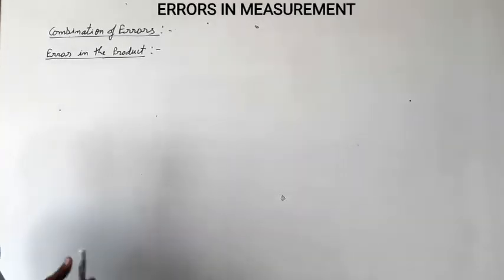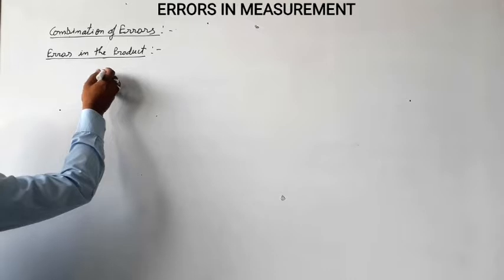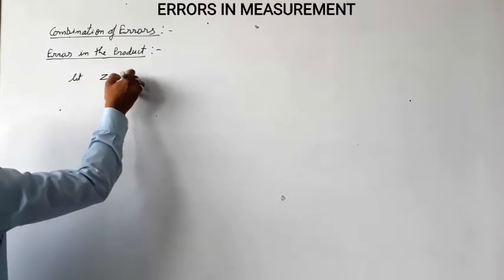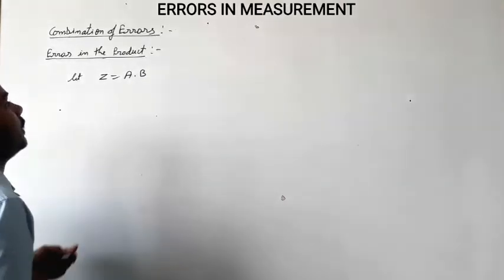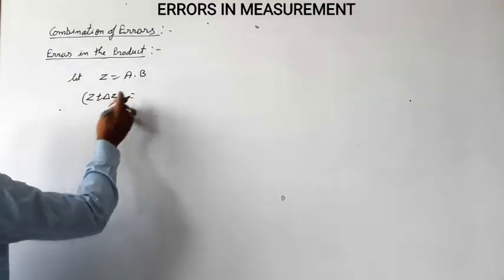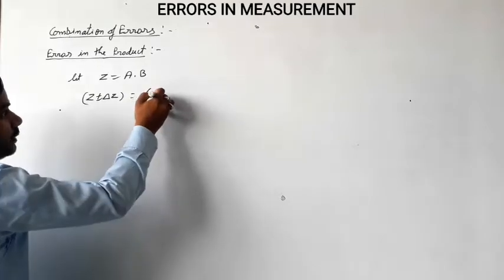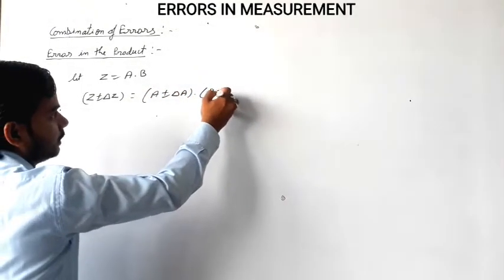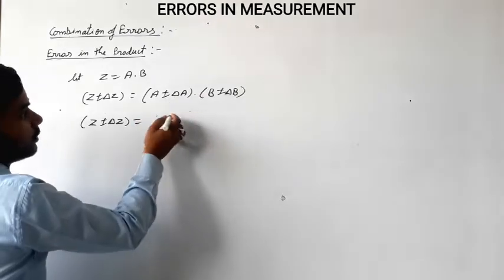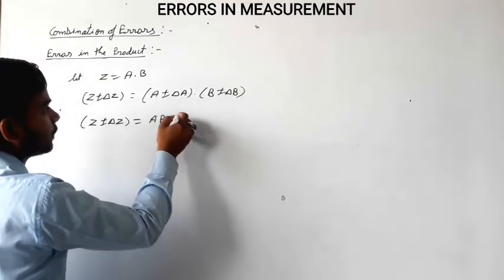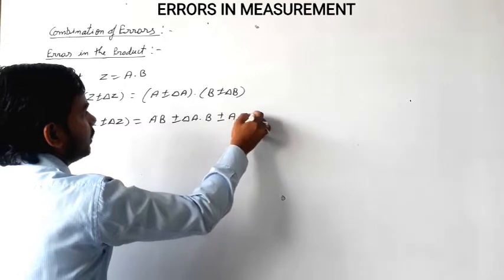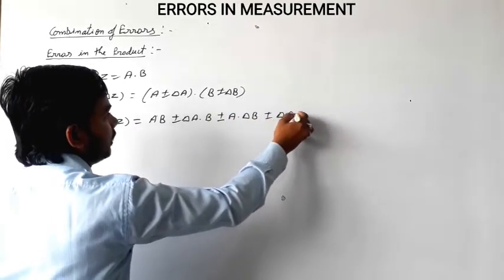Now the next is error in product. So we consider two quantities A and B, and let Z equal A into B. Then these can be represented as Z plus minus delta Z equals A plus minus delta A into B plus minus delta B. So Z plus minus delta Z equals, multiplying, A into B plus minus delta A into B and plus minus A into delta B plus minus delta A into delta B.